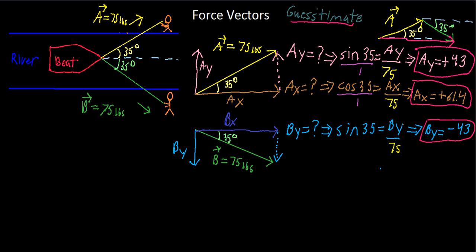So now we're 3/4 of the way there. We're just going to find that last component, which is just b of x. Well, b of x is going to be the exact same thing as before. To find it, we're going to say, well, we're looking for the adjacent. We have the hypotenuse, so that's cosine. It's still cosine, just like before. Cosine of our angle, which is still 35 degrees, equals b of x divided by our hypotenuse, because b of x is our adjacent, divided by our hypotenuse, which is still a vector force of 75 pounds.